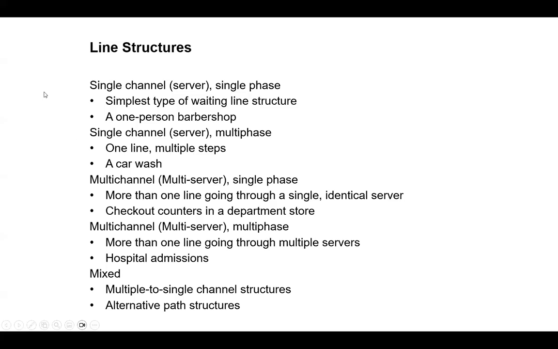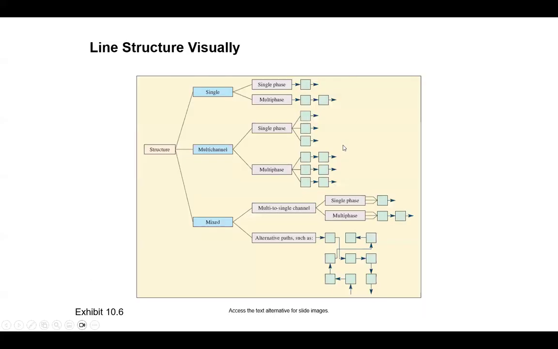The third factor is about the structures of the line. We have a few different structures here. We may have a single server with a single phase, or a single server with multiple phases. The phase here represents the different steps you need to go through to complete the service, while the channel means the server, the equipment, or the service provider. We also have multi-channel with single phase, multi-channel with multi-phase, or mixed.